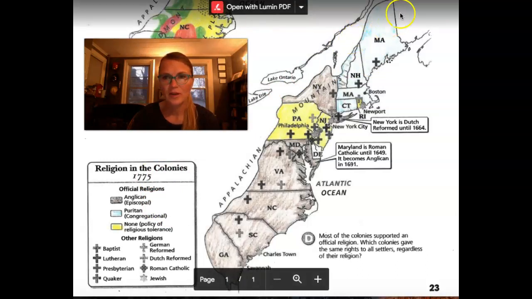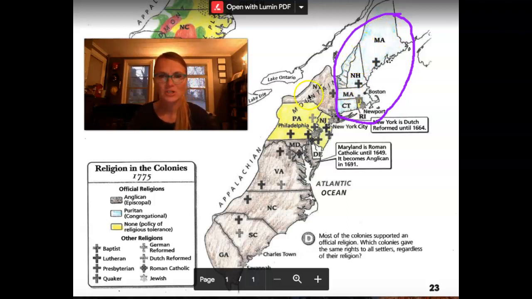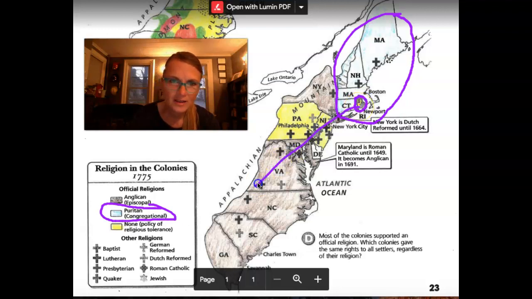And the Pilgrims were a type of Puritan who wanted to completely separate from the church, whereas the regular Puritans just wanted to fix it. So if we look up here again, mostly blue. So that means the official religion in New England is mostly Puritan. You will notice that in here there's a little bit of yellow in the spot right there with a couple extra symbols. So if we go down here, that is the colony of Rhode Island. It says none. There is no official religion in Rhode Island.